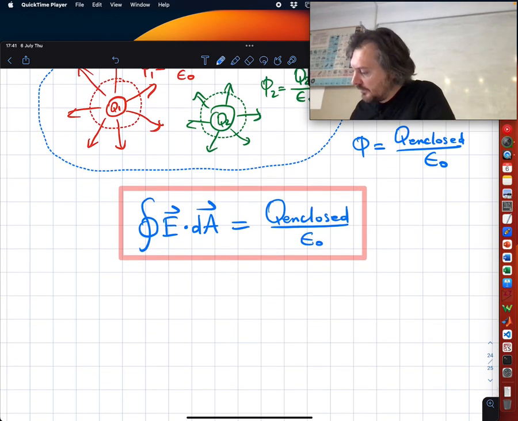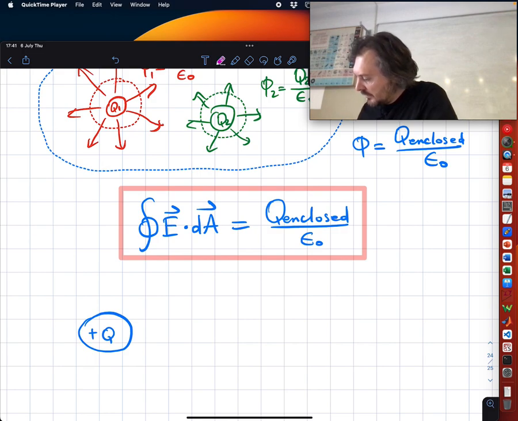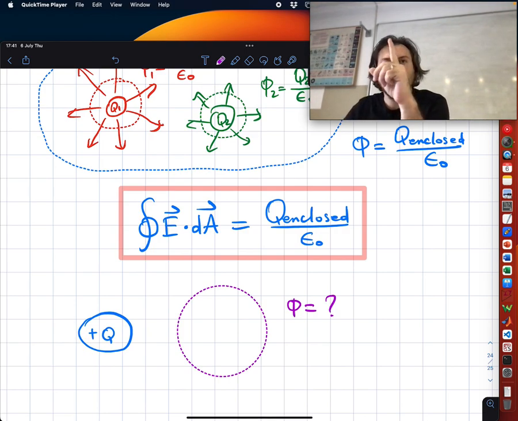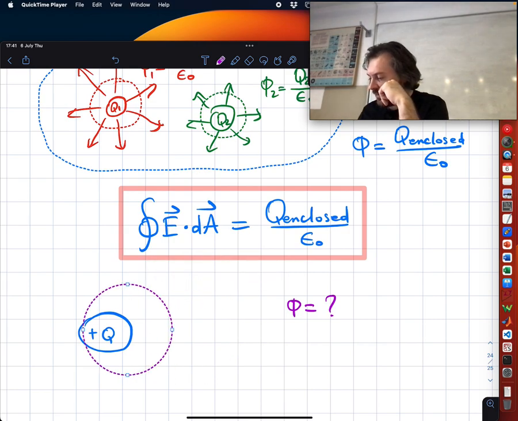For example, let me give you an example. There is a Q here plus Q here, and I want to get the flux over here. What is the flux over there? Anyone? Okay, let me just do this. What is the flux over here?